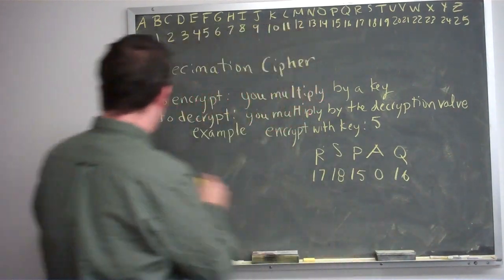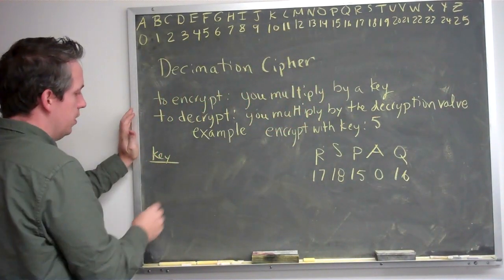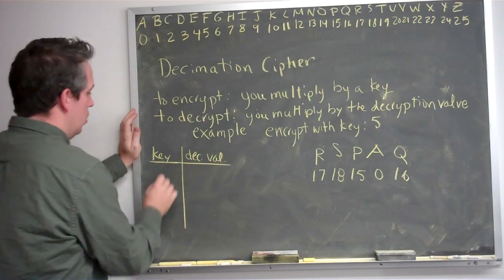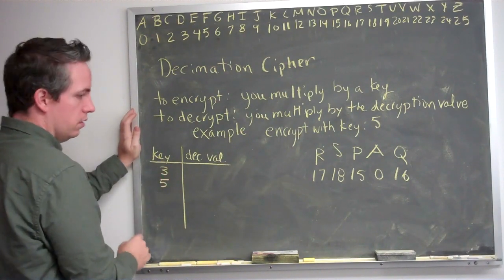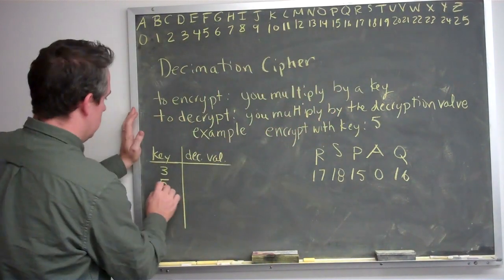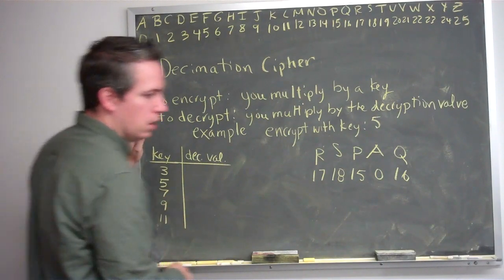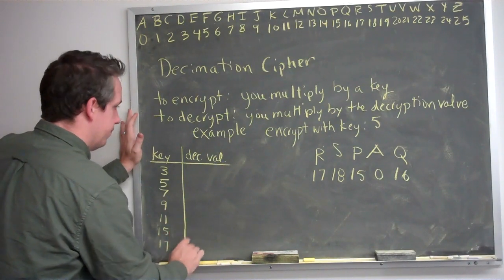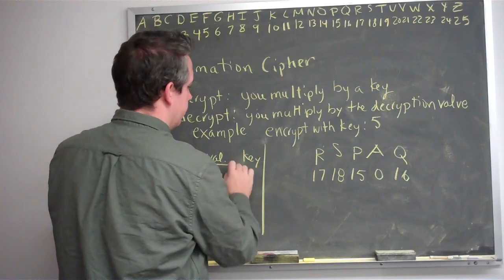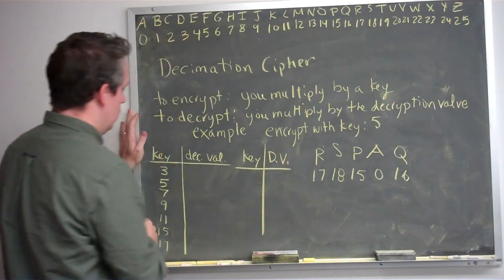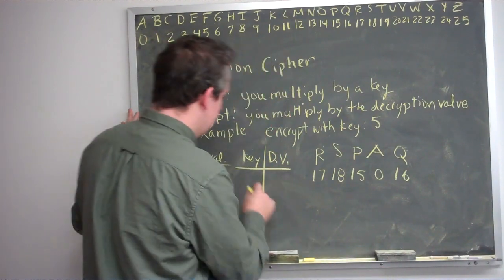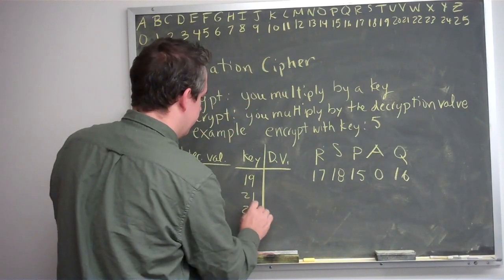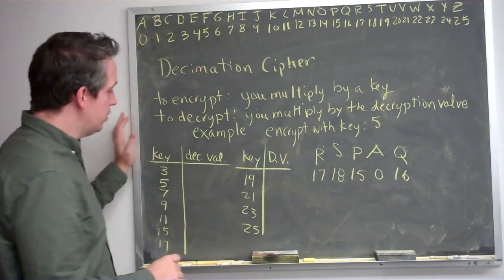So the keys are allowed to be the numbers, the key and then the decryption value. You can have a key of 3 or 5. You can have a key of 7 or 9 or 11. You can have a key of 15 or 17. You could have a key of 19, 21, 23, and 25. And for each of these, they have a decryption value.